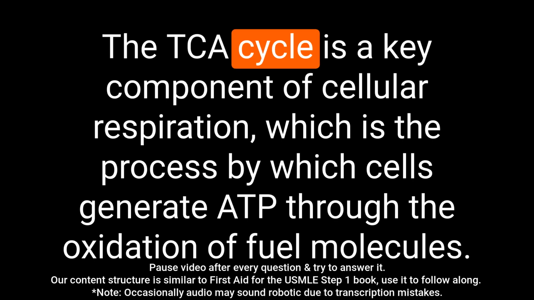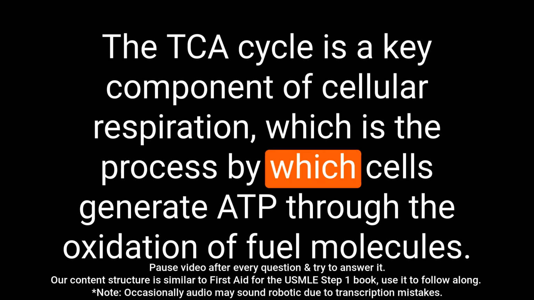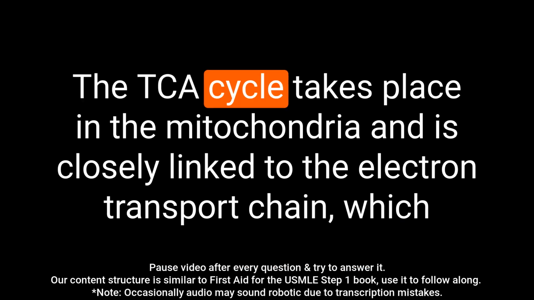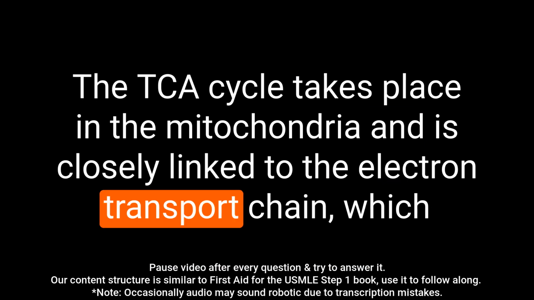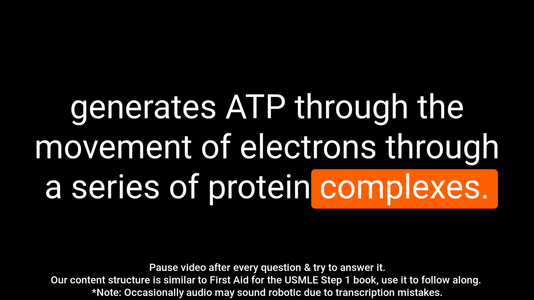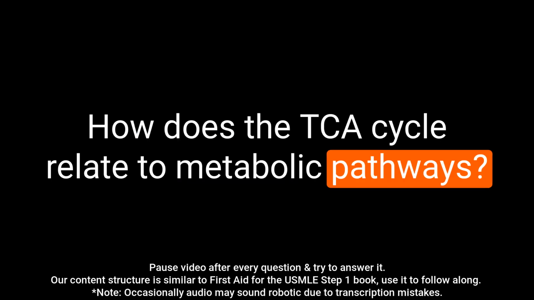Answer: the TCA cycle is a key component of cellular respiration, which is the process by which cells generate ATP through the oxidation of fuel molecules. The TCA cycle takes place in the mitochondria and is closely linked to the electron transport chain, which generates ATP through the movement of electrons through a series of protein complexes. Question: how does the TCA cycle relate to metabolic pathways?